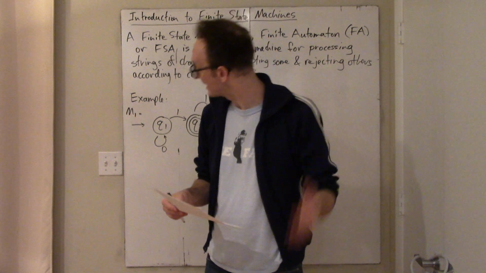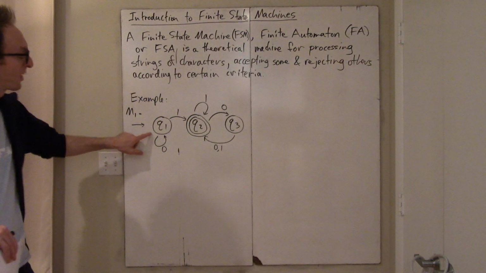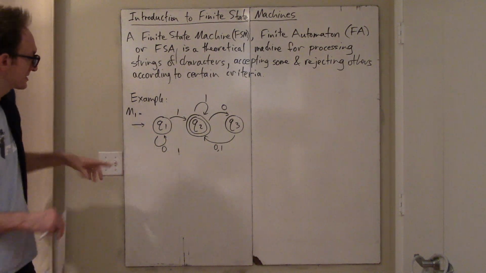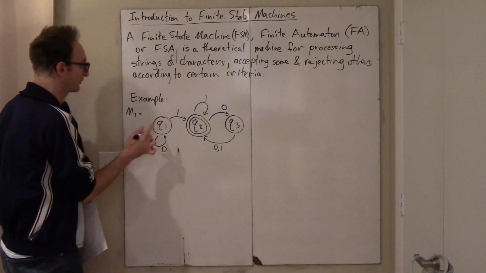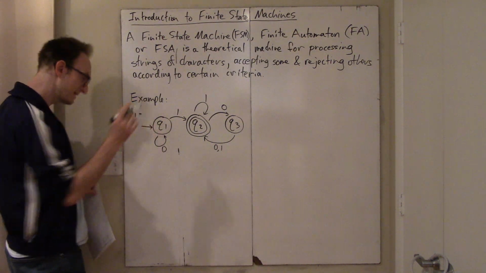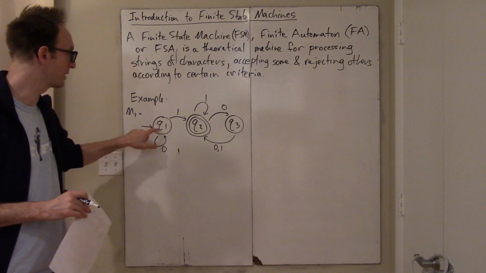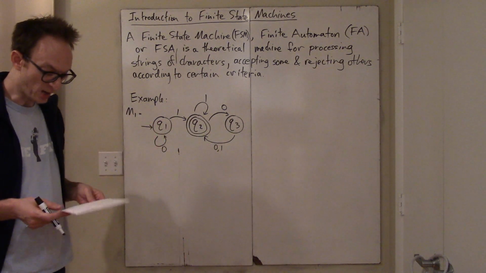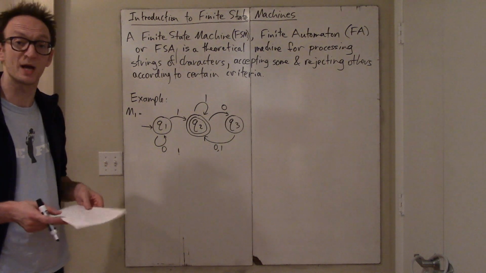There's always a start state. So the start state is just where you start. And this little arrow here, sort of coming from nowhere, is the indication that this Q1 state is the start state. What else? We have some string.